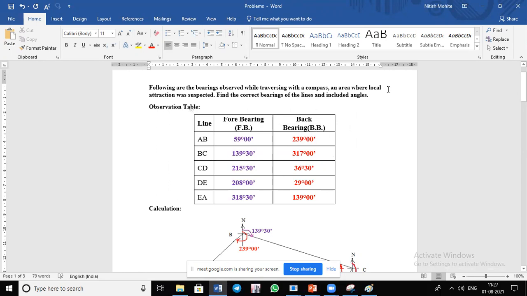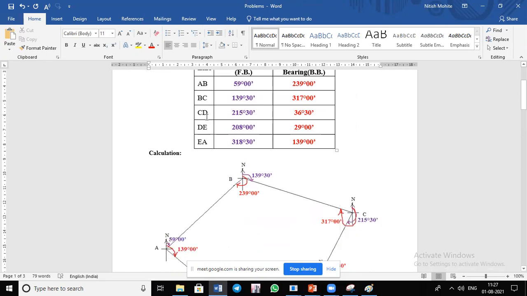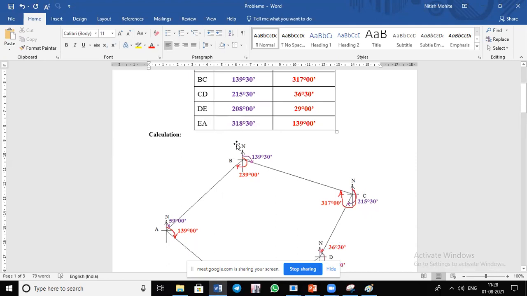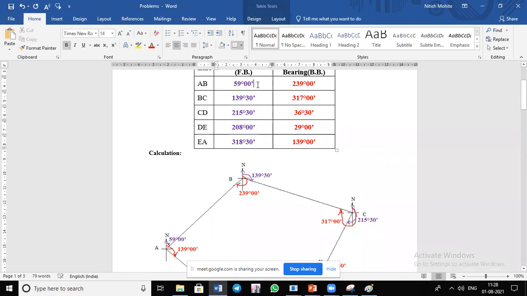They are telling that there was local attraction. So what do we mean by local attraction? Basically, we know that the difference between forebearing and back bearing in the case of whole circle bearing should be 180 degrees. Suppose we take an example. Here it is 59 degrees.